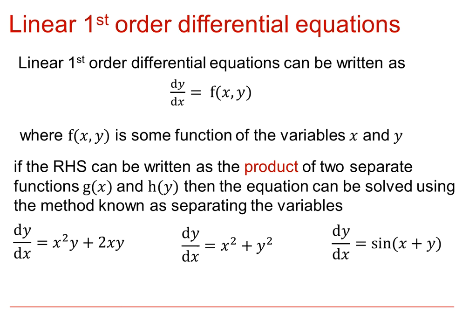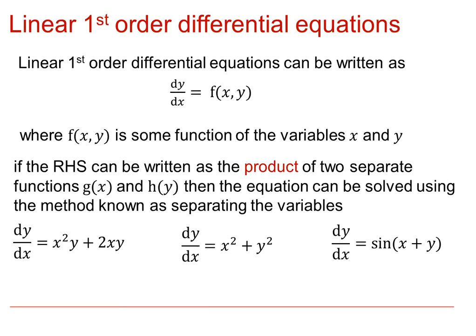If the right-hand side can be written as the product of two separate functions, say g of x and h of y, then the equation can be solved using the method known as separating the variables. So let's have a quick look at these examples.